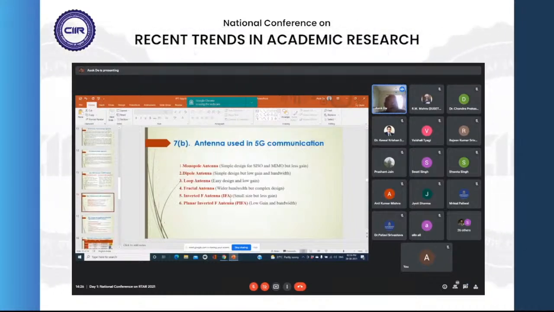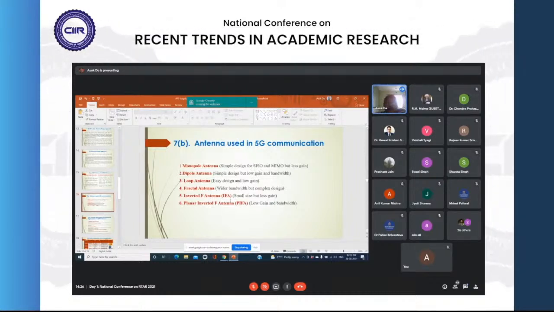What are the different types of 5G antenna? People have already tried, and are doing research on it. They are monopole antenna, simple design for SISO and MIMO antenna, but less gain. Dipole antenna also people have tried, which is simple to design but low gain and bandwidth. Loop antenna, easy to design, again low gain.